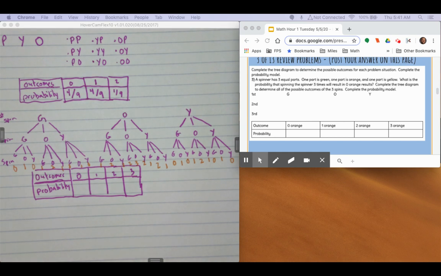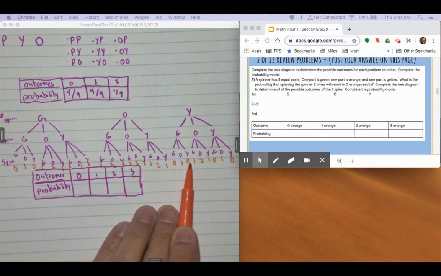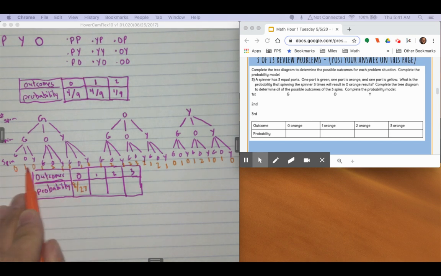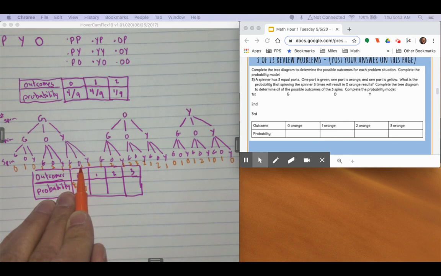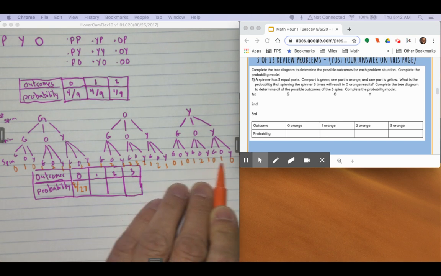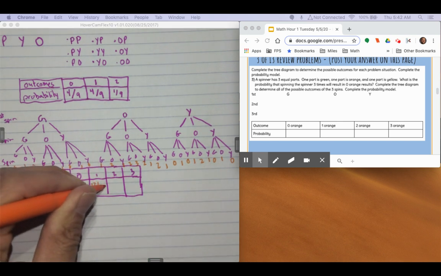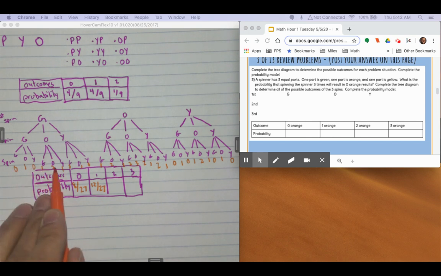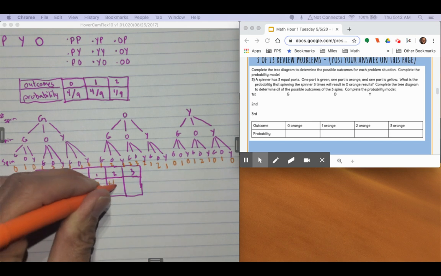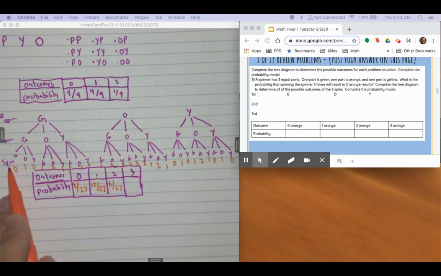Now I have the ones with 0 is 1, 2, 3, 4, 5, 6, 7, 8. 8 out of 27. 1 is 1, 2, 3, 4, 5, 6, 7, 8, 9, 10, 11, 12. 12 out of 27. 2 is 1, 2, 3, 4, 5, 6 out of 27. And all 3 is going to be 1 out of 27.